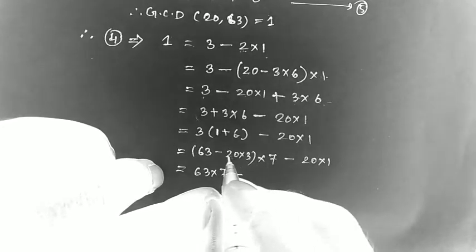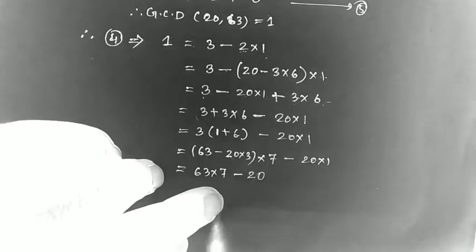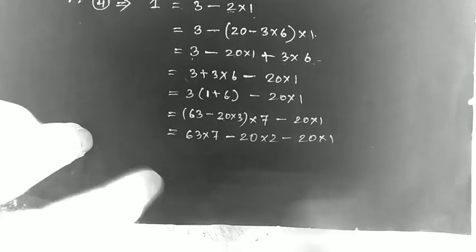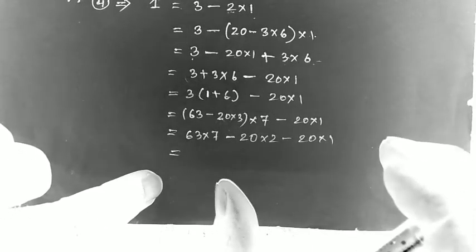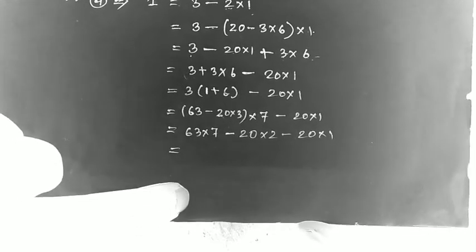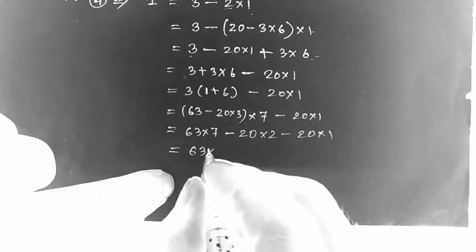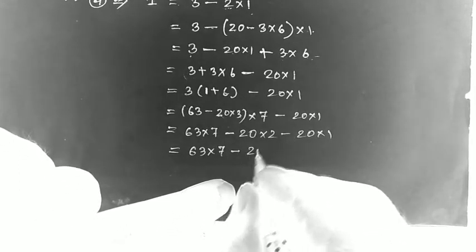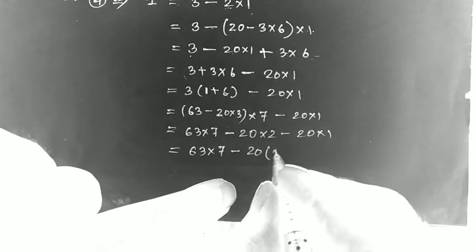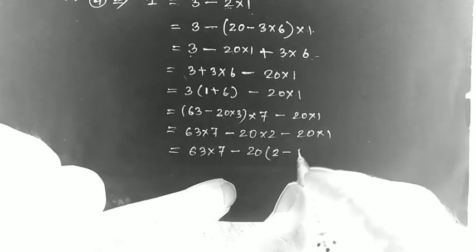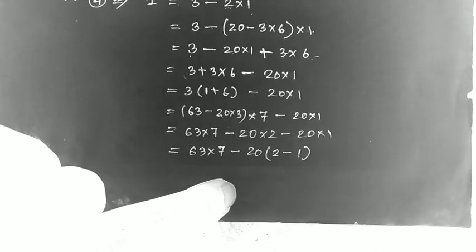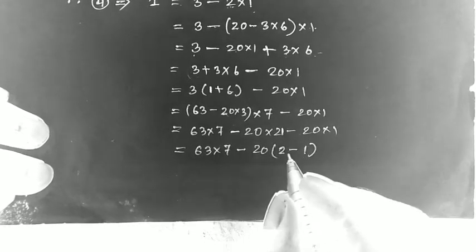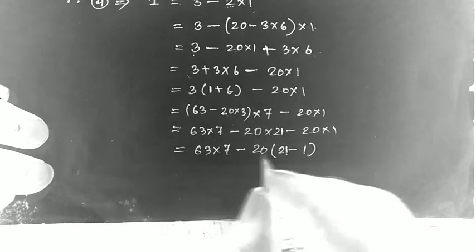So before that, here 3 is common. So if we take 3 common, here 1 plus here 6, no? Minus 20 into 1. Now we will do nothing here because we got 20. Now see here, it means what? 3 means what? 3 means, if we see this equation, 63 minus 20 into 3, and into 1 plus 6 means 7 minus 20 into 1.